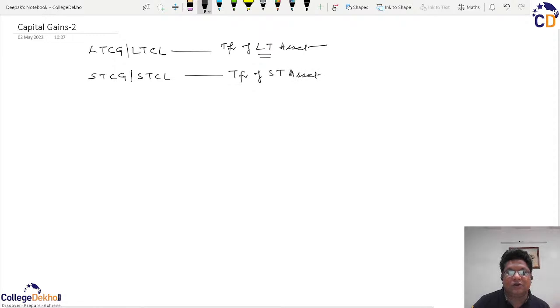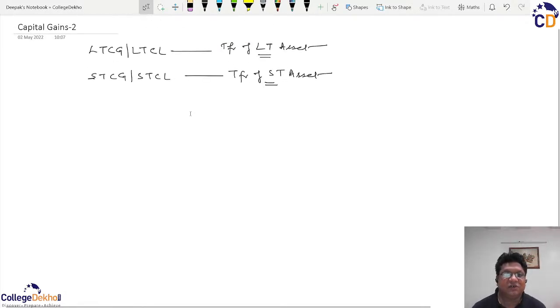And note that this period of 24 months will be 12 months if there are financial securities which are listed on any recognized stock exchange, and certain other specialized assets for which the period to classify as long term and short term is reduced from 24 months to 12 months. Ideally, they are listed equity shares.